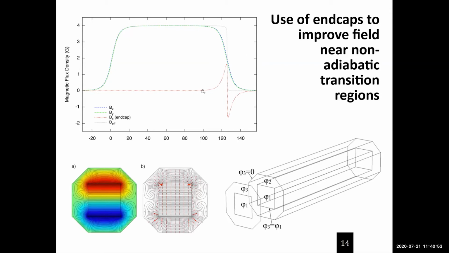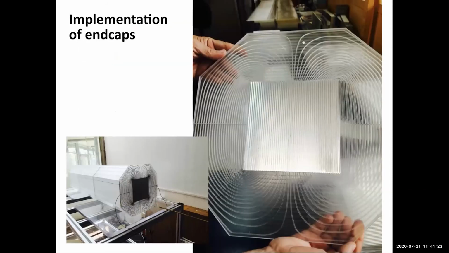You can see here the red line is the magnetic field produced by one of these end caps at the exit of the input coil, and you can see the gray line is the sum of the vertical magnetic field produced by the coil and the end cap. And you can see here this non-adiabatic transition that we need in that transition from the input coil to the magnetic shielding region.